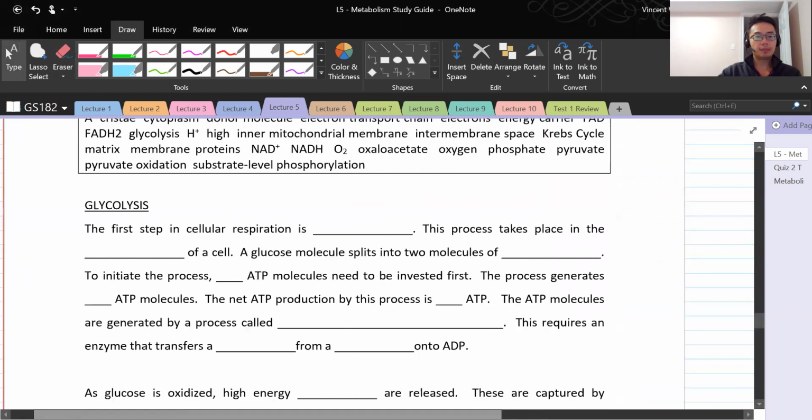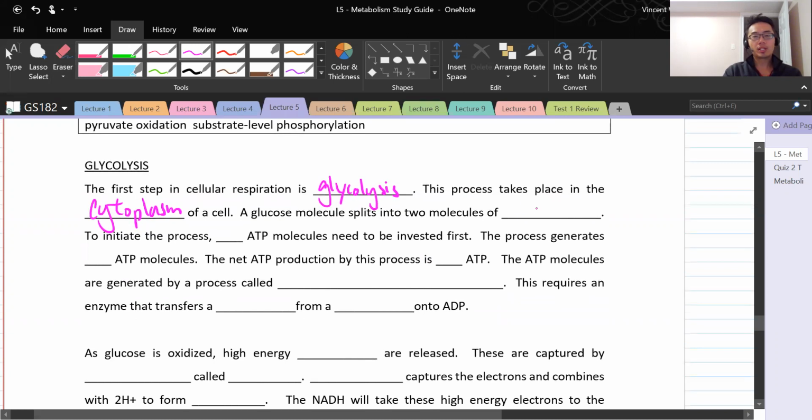Okay, let's quickly fill this in. The first step in cellular respiration is glycolysis. This process takes place in the cytoplasm of a cell. A glucose molecule is split into two molecules of pyruvate. To initiate the process, two ATP molecules need to be invested first. The process generates 4 ATPs in total. So the net ATP production is just 2.